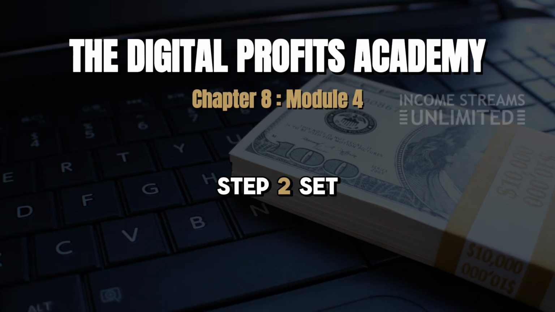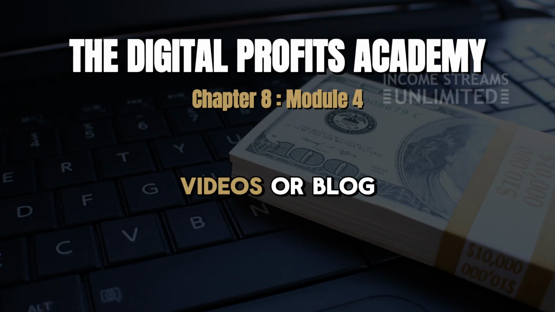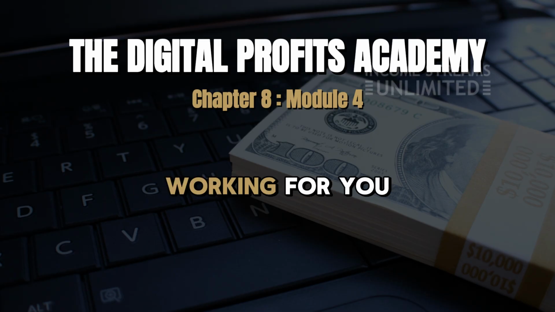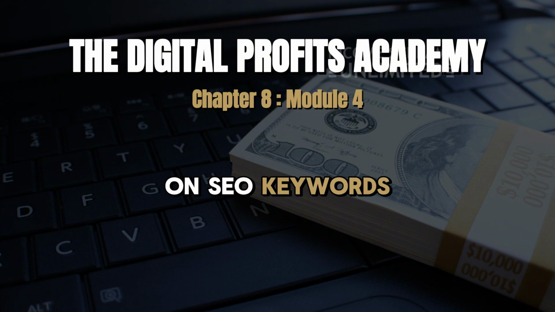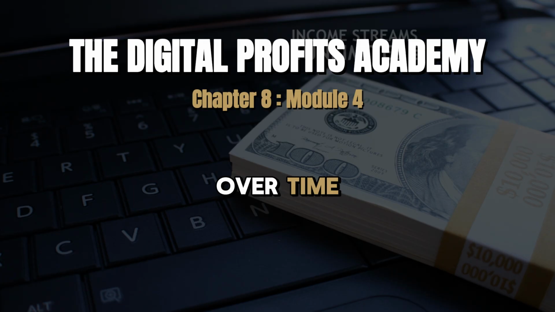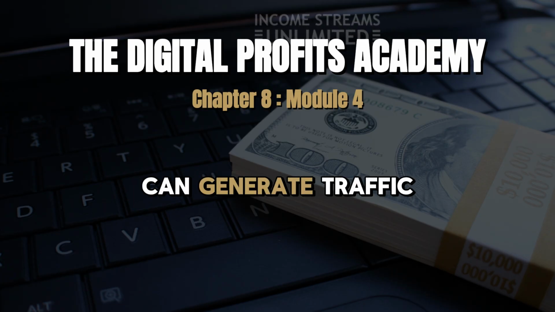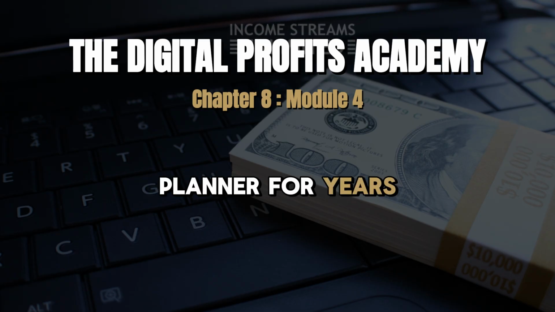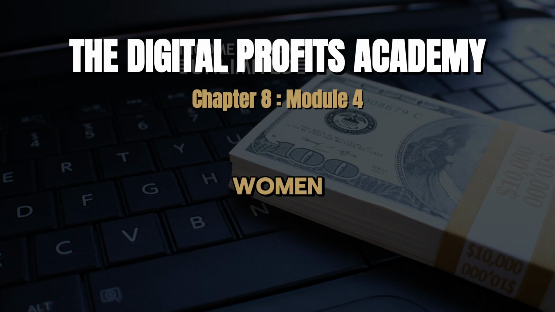Step 2. Set up evergreen content. Create social media posts, videos, or blog articles that keep working for you long after you post them. Focus on SEO keywords, Pinterest pins, or YouTube content that gets discovered over time. For example, a video on how to budget on a low income can generate traffic to your budget planner for years. A pin that says "Free Self-Care Journal for Women" can send opt-ins to your funnel every day.